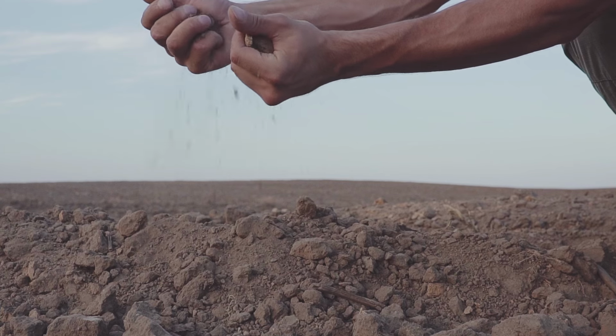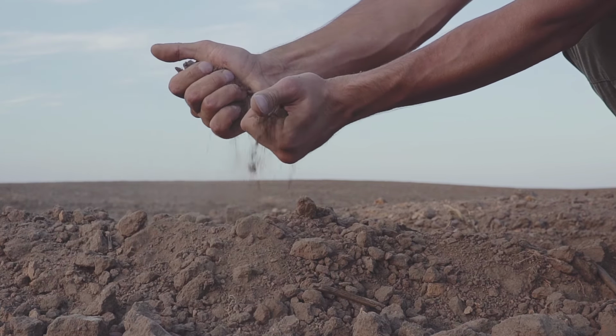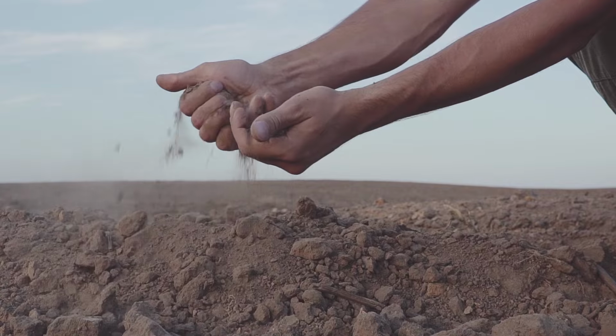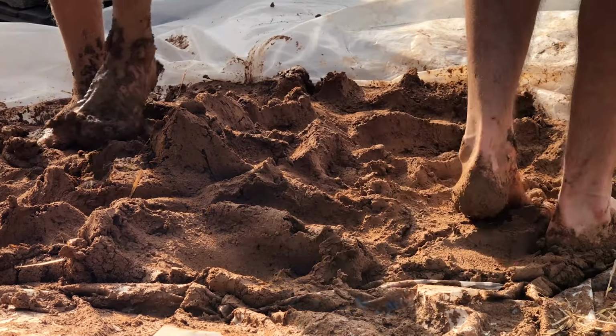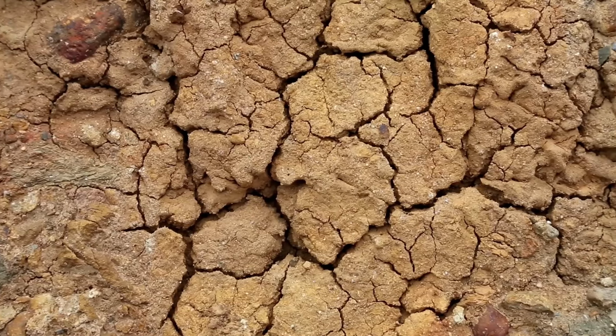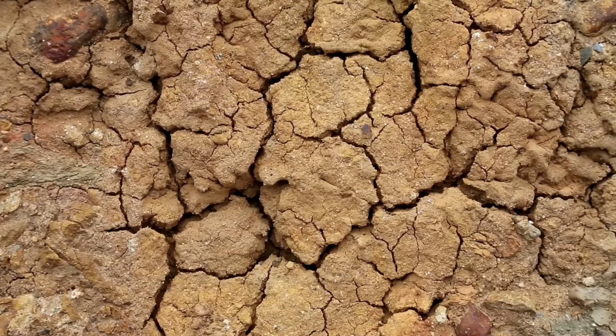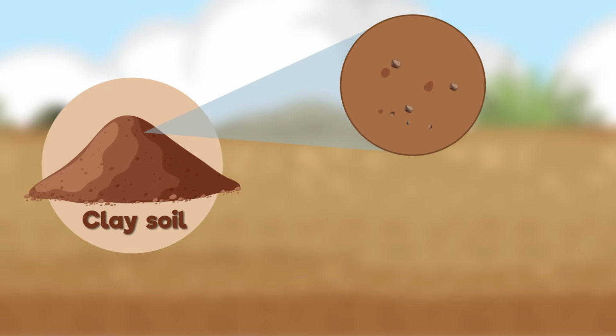Another type is clay soil. Clay soil has very small particles. These tiny particles pack closely together. This makes it good at holding water, but it doesn't let air through easily. Because of this, clay soil can be hard for plant roots to move through. Like sand, clay does not contain much humus.